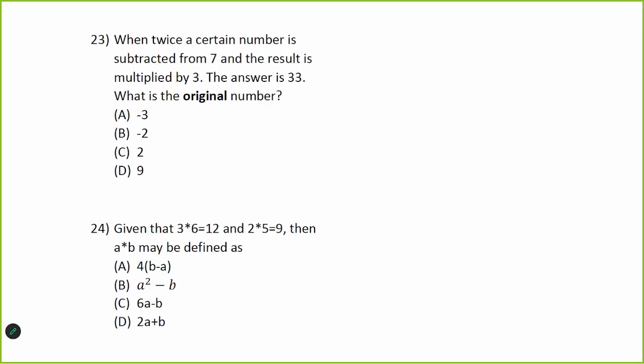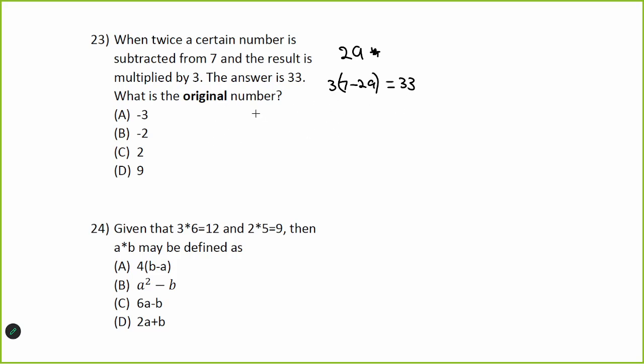Number 23, when twice a certain number is subtracted from 7. So when 2 times a certain number, so 2a, is subtracted from 7, it will be 7 minus 2a. The result is multiplied by 3, and the answer is 33. What is the original number?